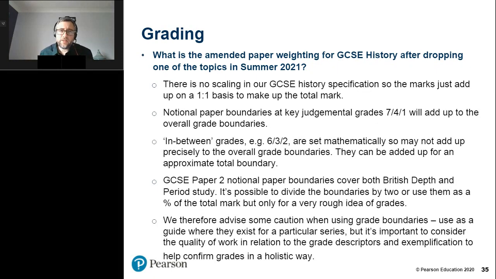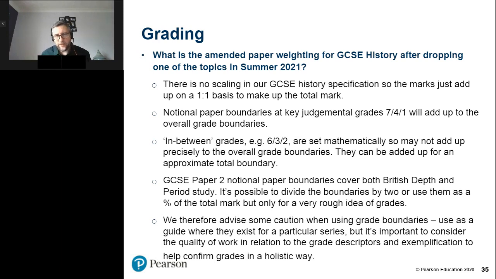Now, when you're thinking about how marks add up to the overall qualification mark, and you've dropped a topic, there is no scaling in our GCSE history specification, so the marks simply add up on a one-to-one basis on each paper. So, for example, we take the student's mark on paper 1, paper 2, paper 3, add it up, that's their total mark. You don't need to apply any scaling factors at all.